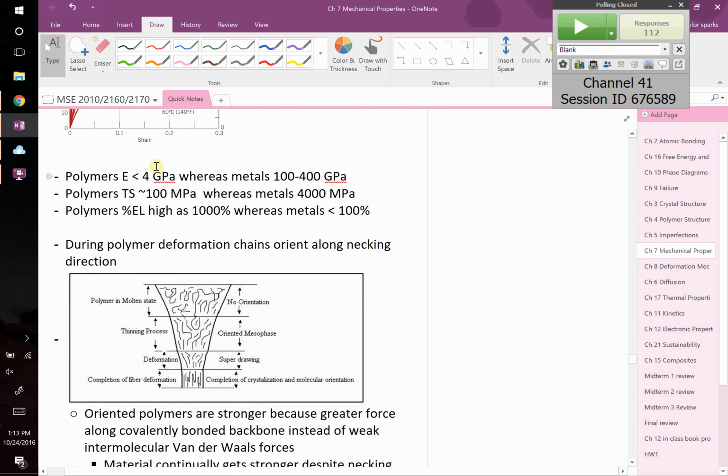Some things to keep in mind numbers-wise: for polymers, the modulus of elasticity is generally less than 4 gigapascals, whereas metals are several orders of magnitude larger, 100, 400 or so.